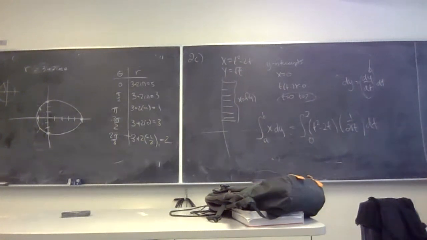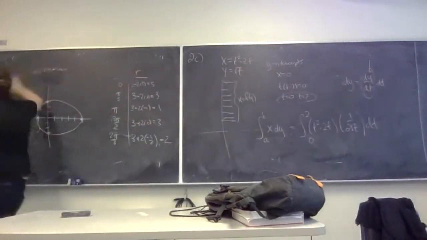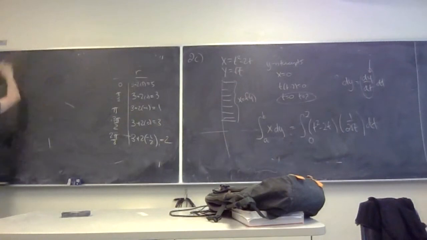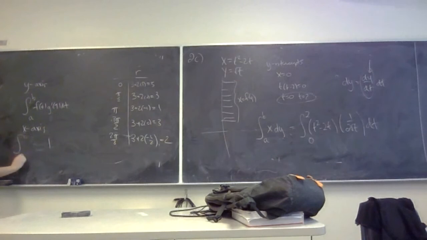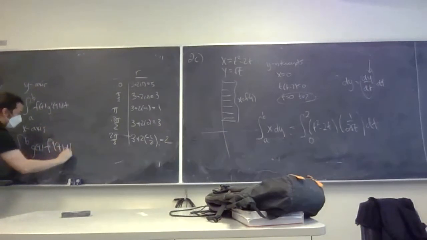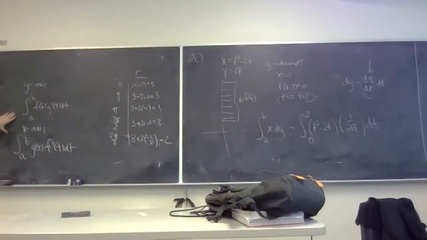The other approach to this question, if you want to do it from a formula perspective instead of an intuitive picture perspective, is to remember there's just two formulas. If you're working around the y-axis, the area with respect to the y-axis is the integral from a to b of f of t g prime of t dt. This is the book's notation for this. And if you're working around the x-axis, then it's g of t f prime of t dt.